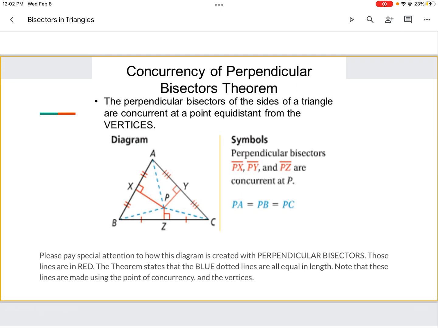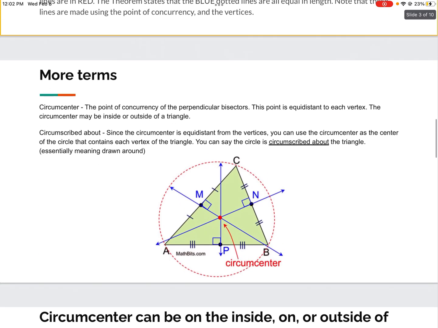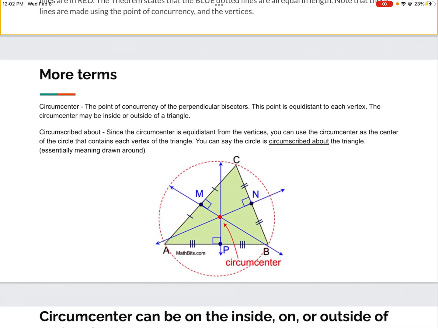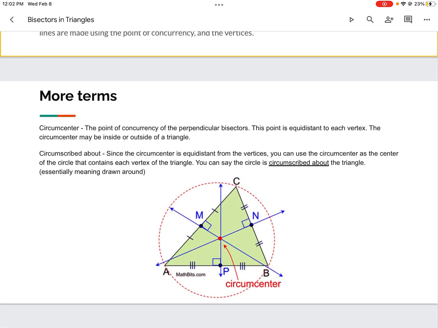The next part of this states that all these blue dotted lines are all equal in length, and that is the length from the vertex to what's going to be called the circumcenter. And we'll get that note on the next slide. So these lines are made using the point of concurrency and the vertex. And this point, using the perpendicular bisectors, is called the circumcenter. So circumcenter, once again, is the point of concurrency of the perpendicular bisectors.